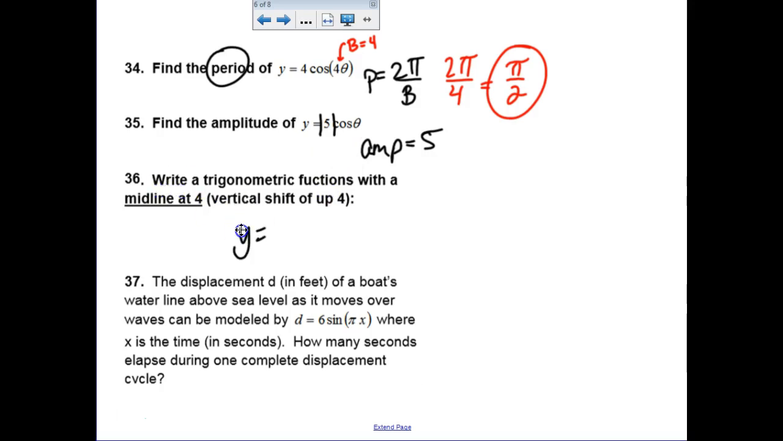So we have a lot of options. I'm just going to say sine of theta plus 4. It could be anything as long as there's a plus 4 on the back end here.